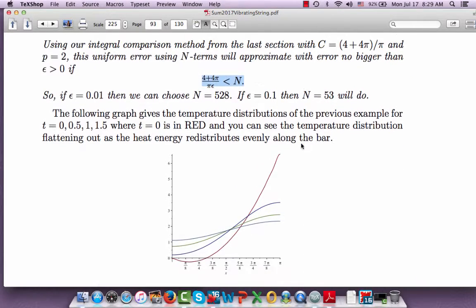Now in our graph, this graph is not to scale. As you can see, the horizontal is from 0 to about 3.14, which is pi, and the vertical is 0 to 6 or 7. So the real graph is a little bit more vertical than this, stretched vertically. We'll see that in the animation. What you can see is the initial temperature distribution in red over time is flattening out.